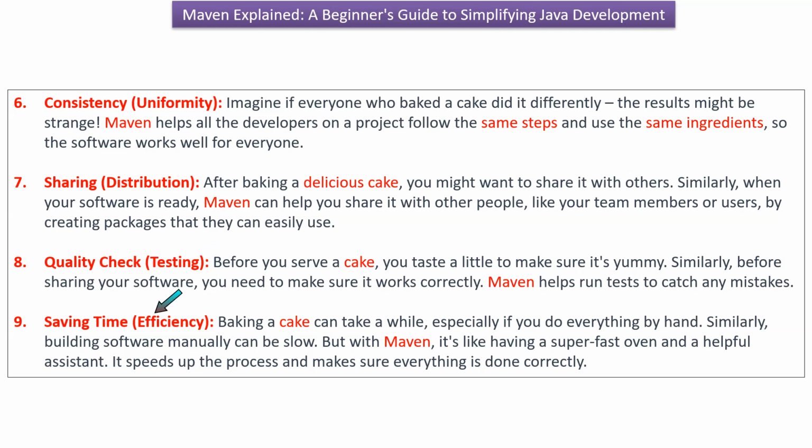Ninth point is saving time, which is equivalent to efficiency. Baking a cake can take a while, especially if you do everything by hand. Similarly, building software manually can be slow. But with Maven, it is like having a super fast oven and a helpful assistant. Maven speeds up the process and makes sure everything is done correctly.